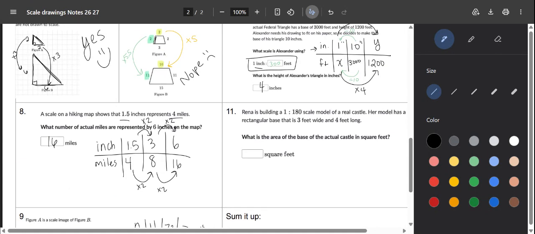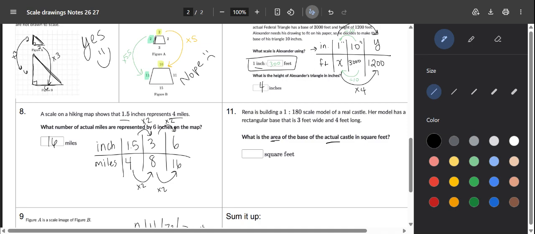Number 11. Rena is building a 1 to 180 scale model of a real castle. Her model has a rectangular base that is 3 feet wide and 4 feet long. What is the area of the base of the actual castle in square feet? So not only are we finding a side length, we need to use it to find the area, and we're looking for the actual measurements.